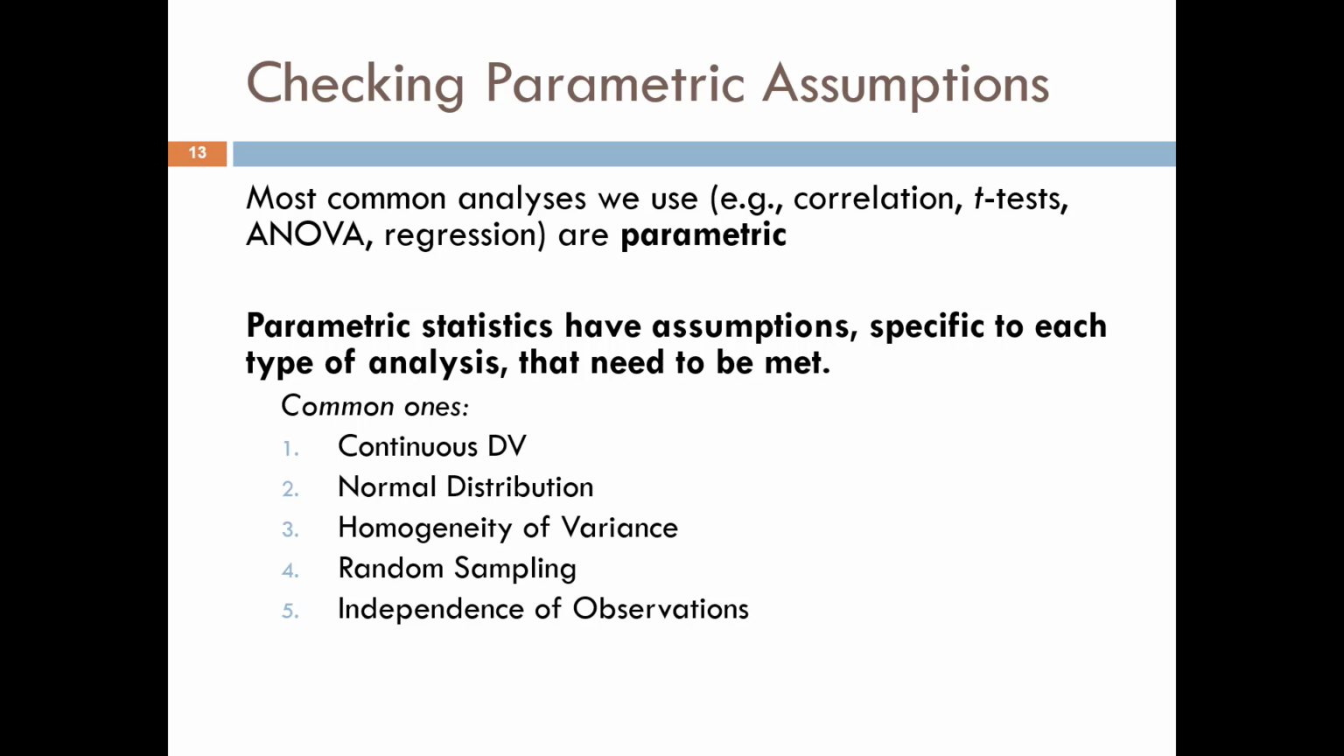And as I've mentioned, the analyses that we're going to cover from this point forward are all parametric statistics. Chi-square tests are the only types of tests that we're going to cover in this course that are non-parametric. And parametric statistics have assumptions that need to be met, and those are specific to each type of analysis, but here are some of the common ones that you might see. And so let me cover these.